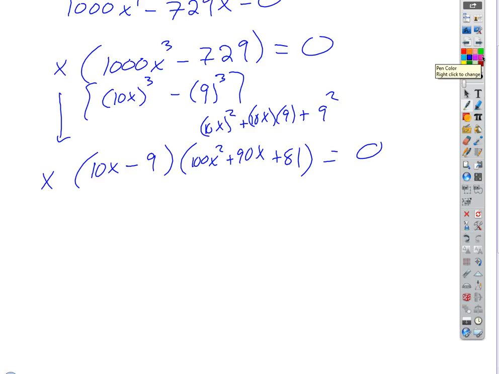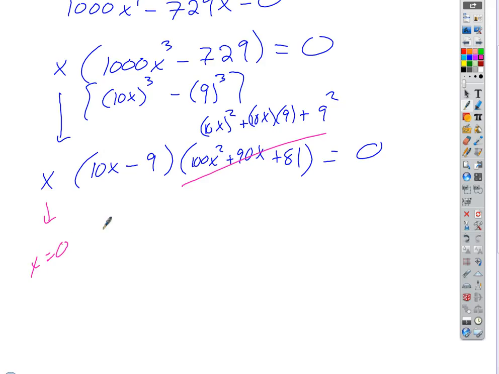How could you check? Look at the discriminant. B squared minus 4AC. 90 squared is 8100, minus 4 times 100 times 81. That's a lot bigger than that, right? The discriminant's going to be negative. Even if you didn't see that right away and just powered through the quadratic formula, you're going to get negative numbers under the radical, and so you're not going to get real solutions. But you already know that because it was the difference of cubes. So that one's done.